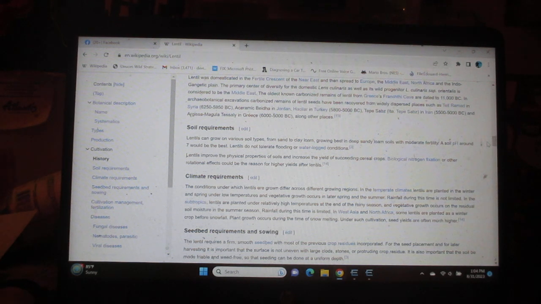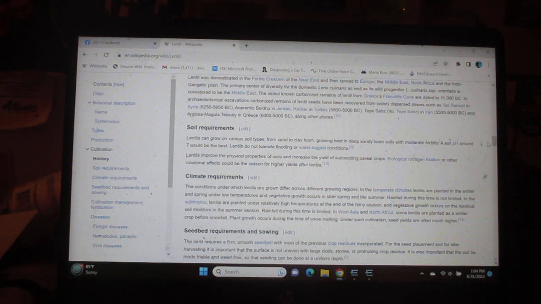Climate requirements. The conditions under which lentils are grown differ across different growing regions. In the temperate climates, lentils are planted in the winter and spring under low temperatures, and vegetative growth occurs in later spring and the summer. Rainfall during this time is not limited. In the subtropics, lentils are planted under relatively high temperatures at the end of the rainy season, and vegetative growth occurs on the residual soil moisture in the summer season. Rainfall during this time is limited.